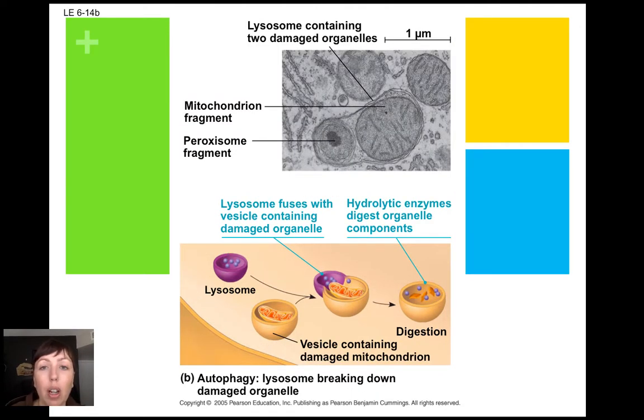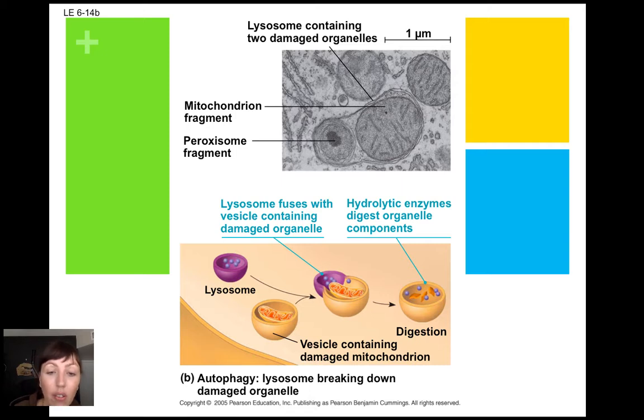Here is a wonderful microscope image at the top, a lysosome containing two damaged organelles. Okay, so you can see it's a fragment of a mitochondria and a fragment of a peroxisome that's in there that the lysosome is digesting. Okay, so the lysosome fuses with a vesicle containing a damaged organelle, and the hydrolytic enzymes digest the organelle's components.